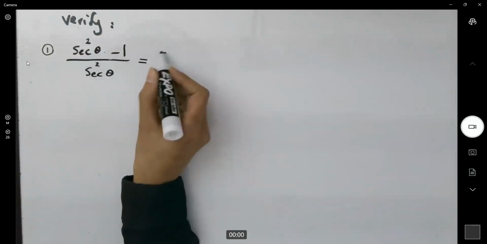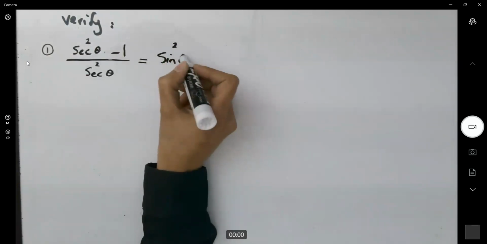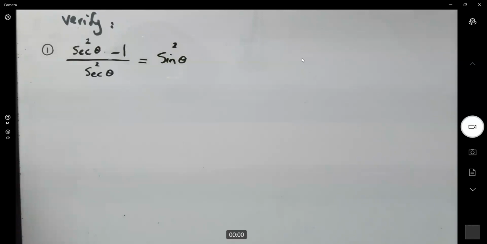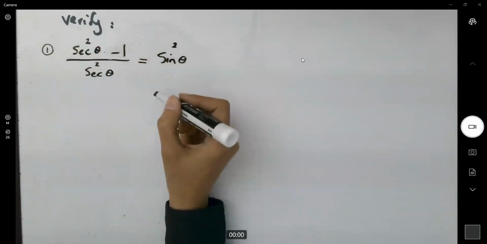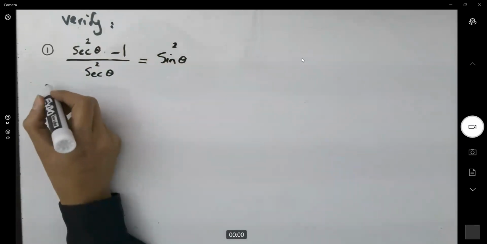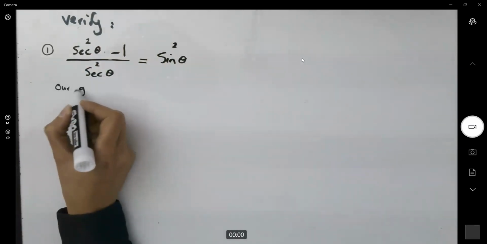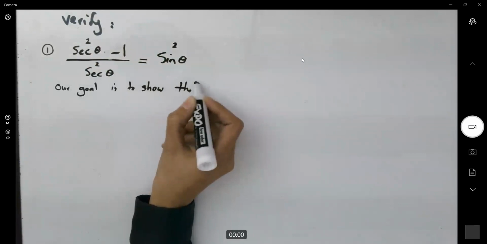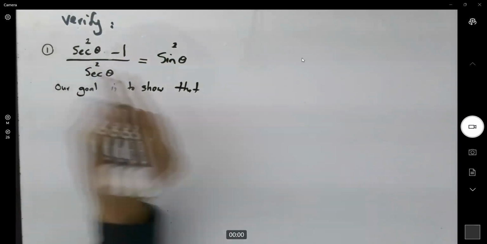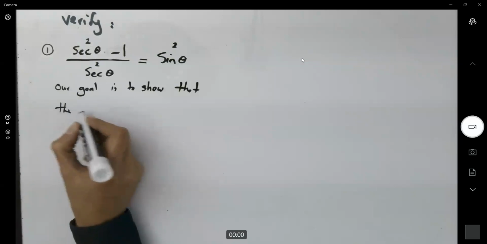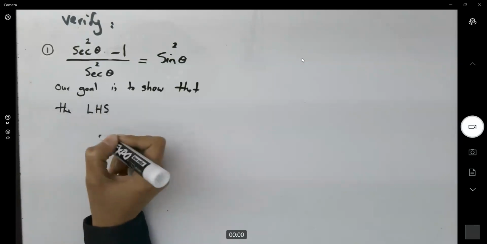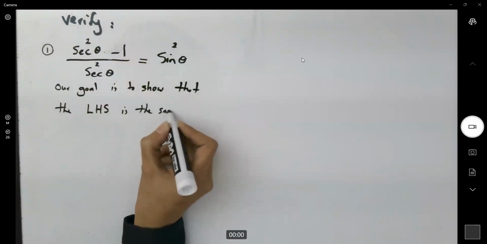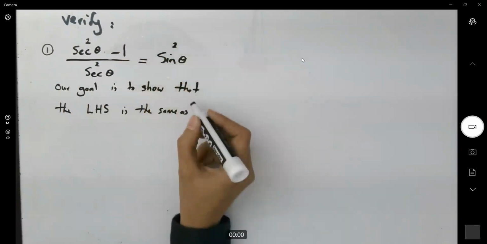And on the right-hand side, we have sine squared of theta. So our goal is to show that the left-hand side, which is this fraction, is the same as the right-hand side.